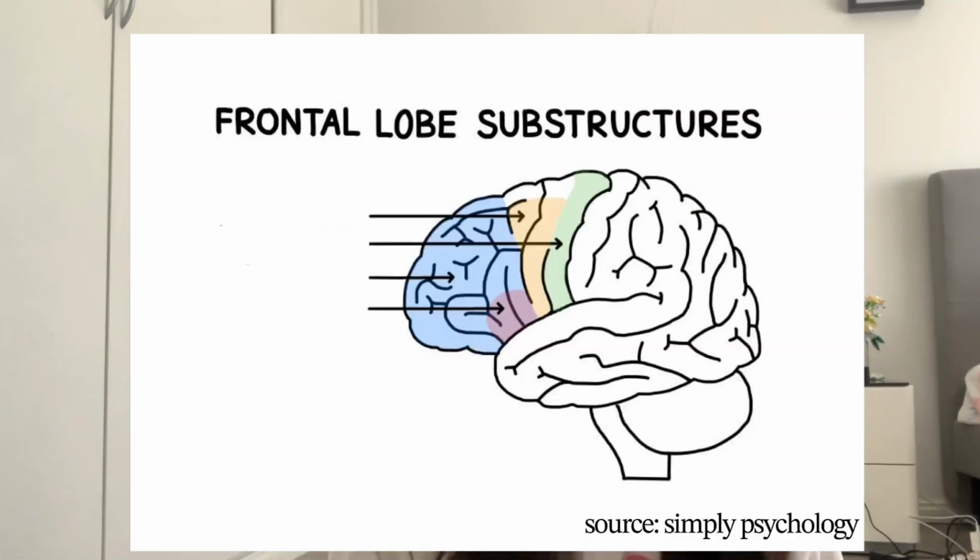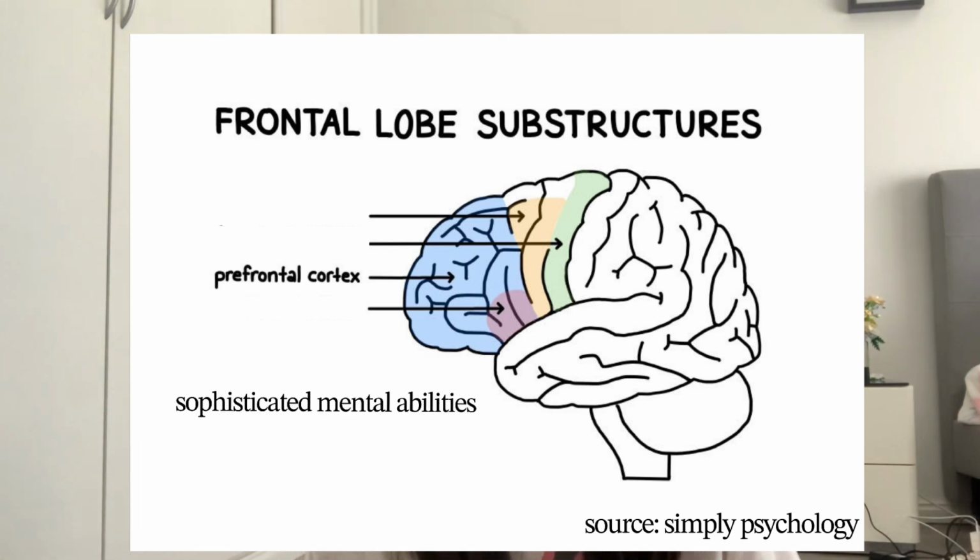First up, we have the frontal lobe. As suggested by the name, it is located towards the upper forward half of the brain. The frontal lobe is like the executive of the brain, or almost like the CEO or the boss of the brain. It specializes in thinking, feeling, and behaving, and also our mental abilities. The prefrontal cortex is a structure within the frontal lobe, and it involves sophisticated mental abilities, for example, problem solving and reasoning.